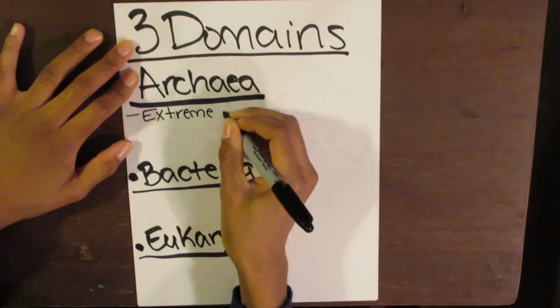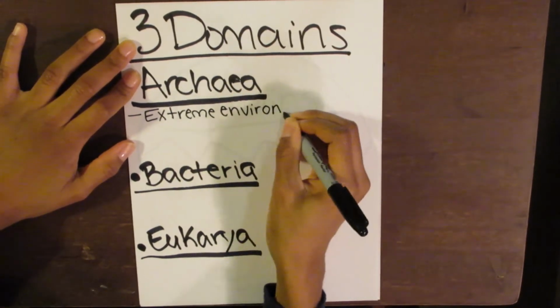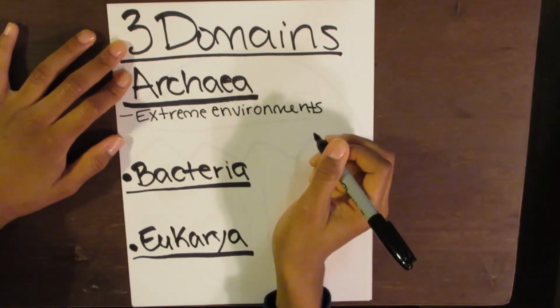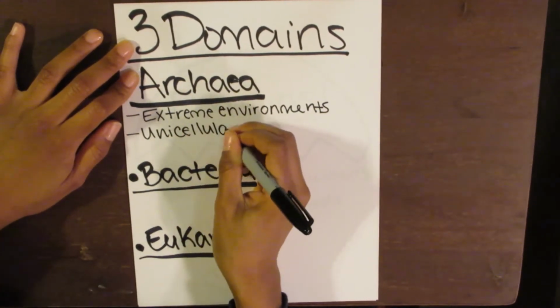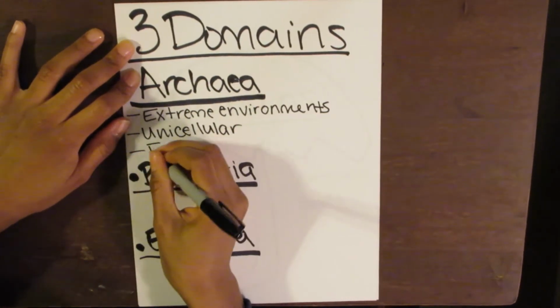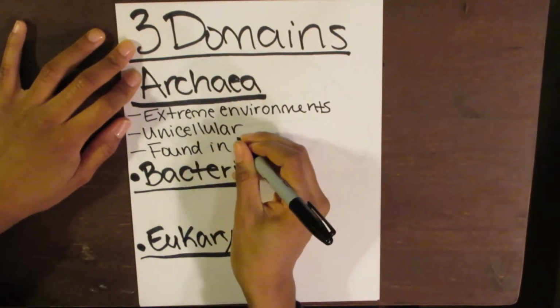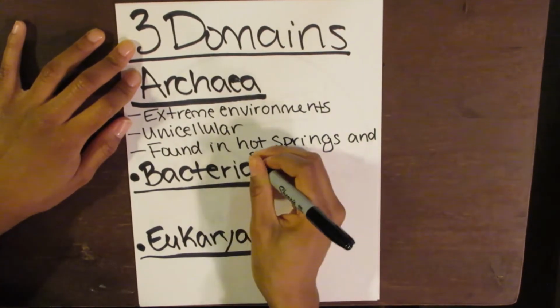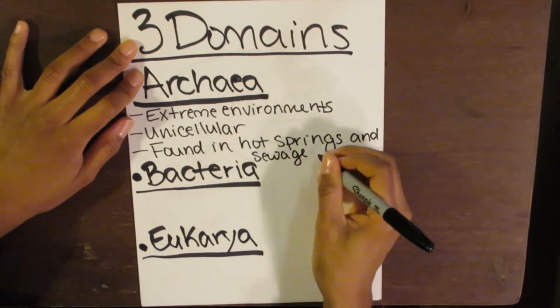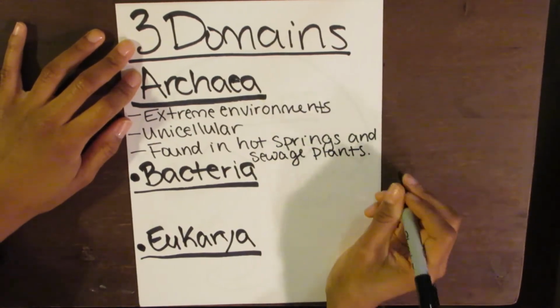So archaea like extreme environments. They are also unicellular. And they're found in places like hot springs and sewage plants. If you think about a hot spring, it's really hot. That's considered an extreme environment. Sewage plant, that's pretty extreme. So that's where they like to live.